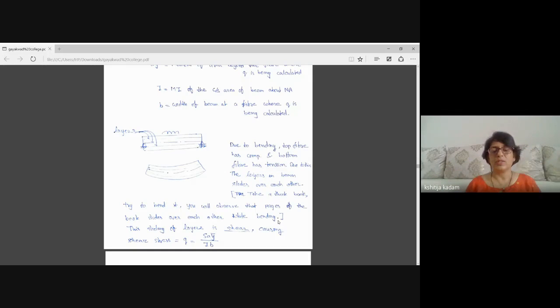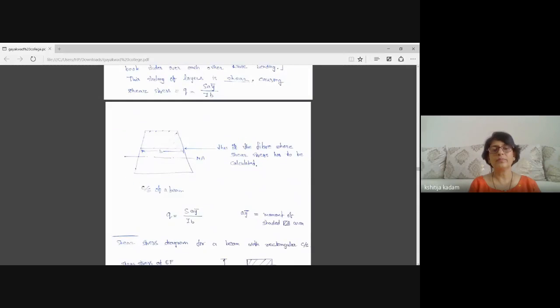But in case of beams, it is a monolithic thing. So the layers cannot slide. So these layers will offer shear. And because of that shear, when movement is not allowed, it will offer some shear stress. And that shear stress is Q, which is equal to S A Y bar upon I. So understood why bending causes shear?